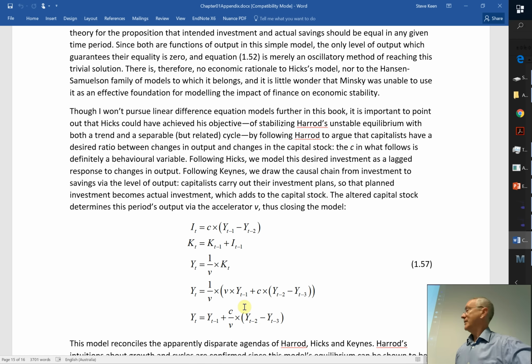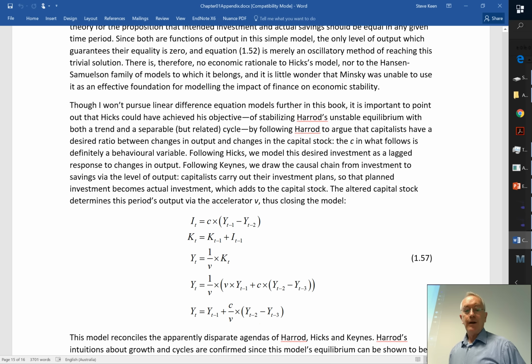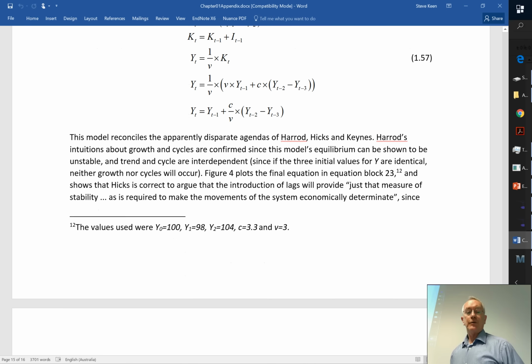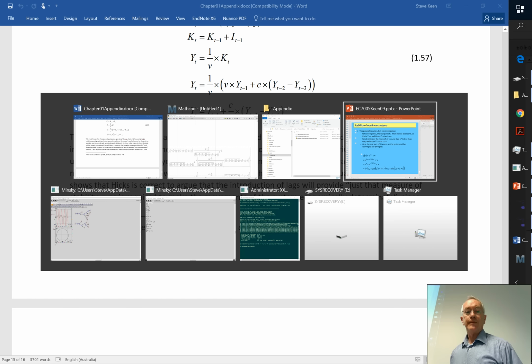In some ways I'm glad he didn't, because we would have been stuck with difference equations for even longer than we have been. But what you get out of that is an equation with cyclical growth. So I'll show you that in MathCAD.